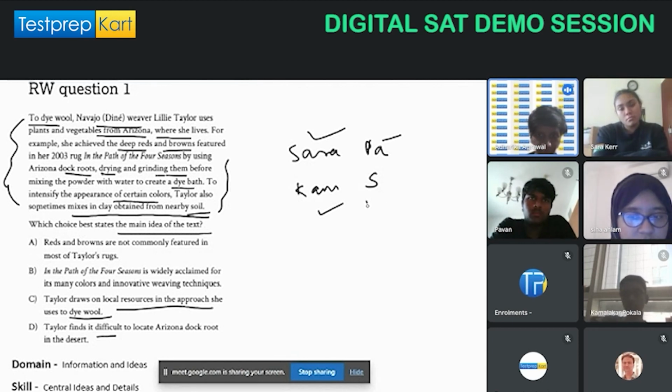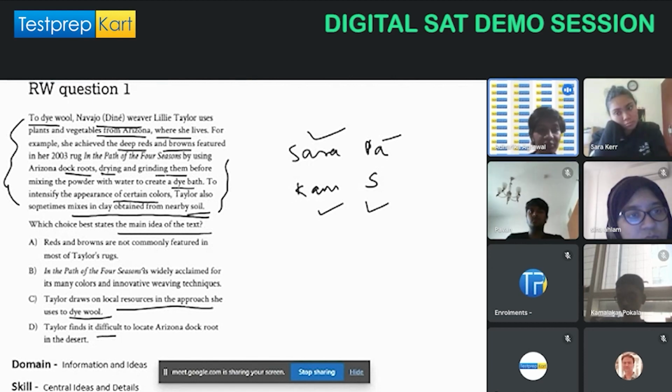Okay, because suppose we know that this could be the answer, we cannot leave the other two options blindly. Otherwise, sometimes they give two options to us that could be similar, and we can think that could also be the answer. Okay, so option B: the Path of Four Seasons is widely acclaimed for its many-color innovative weaving techniques. So do you all think that this is relatable to the main idea?